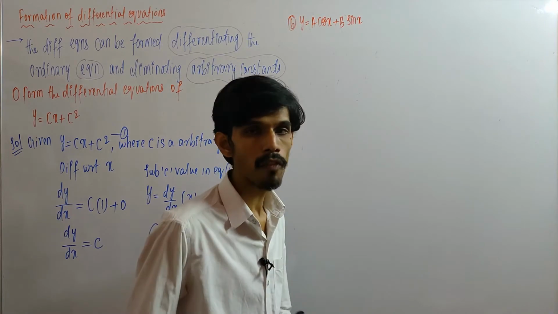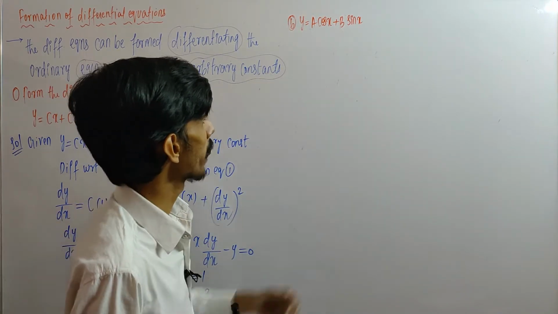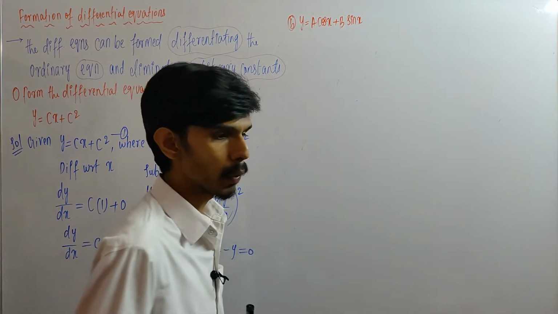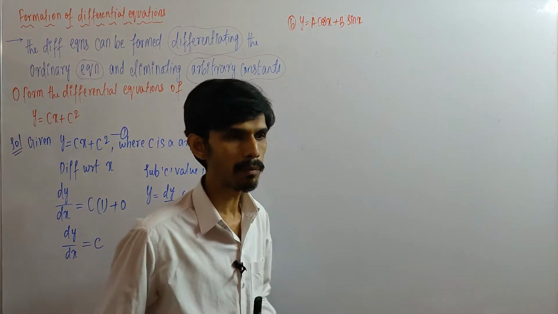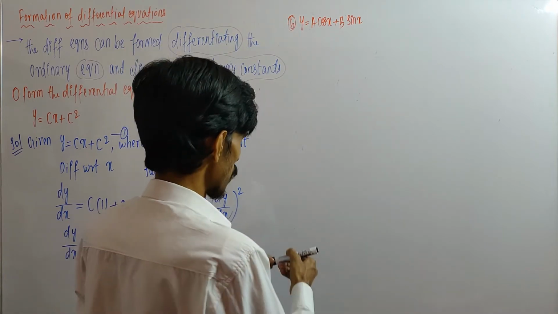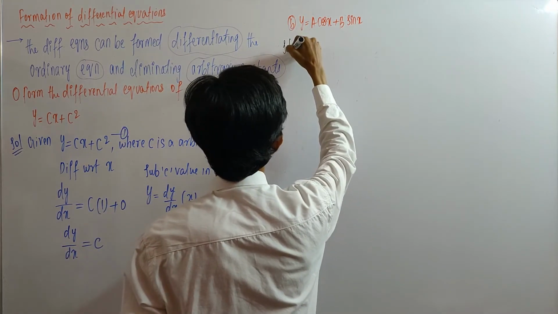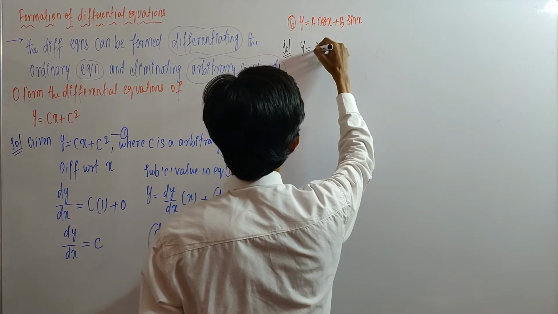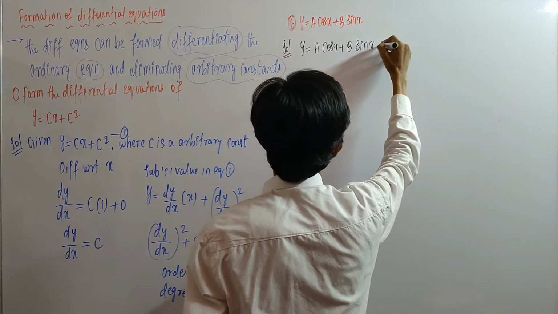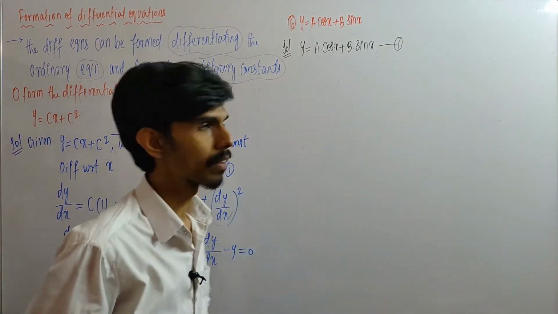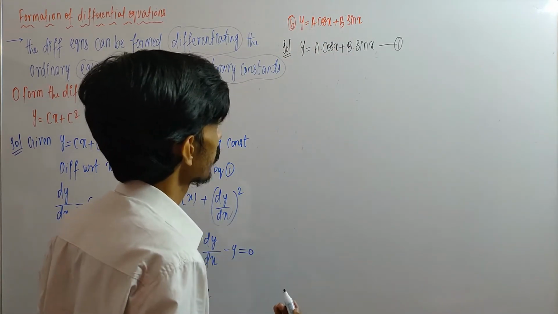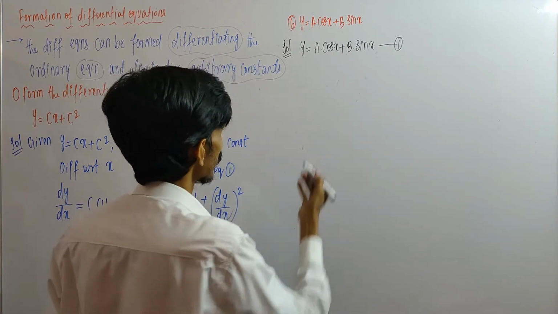Let us see the next question. We have to form differential equation from this ordinary equation. Here we can see that we have two unknowns a and b. So two unknowns means we have to differentiate 2 times, and if we are differentiating 2 times, the order of the equation will be 2. So see the solution. Given y is equals to a into cos x plus b into sin x. Let us take this as equation 1. Now due to this a and b arbitrary constants, we have to eliminate these two a and b so that we will get differential equation.